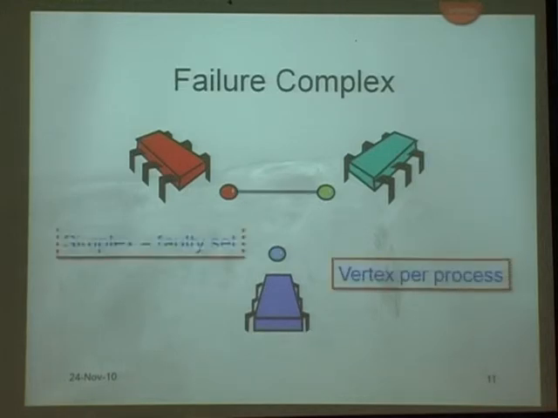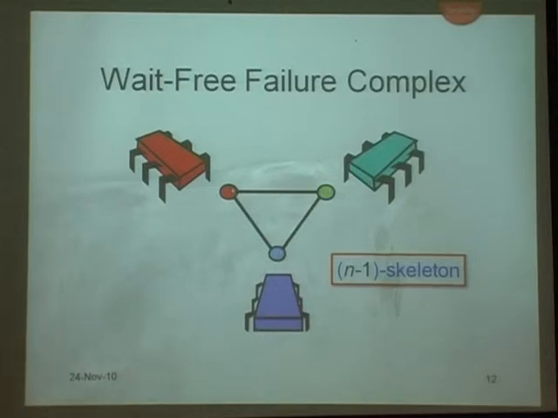And I'm going to draw a simplex joining processes if those processes are in a failure set together. It's possible for both of them to fail. And the rule about inclusion means that this is a simplicial complex. If this is a simplex, then so is each individual vertex. Otherwise this doesn't work. So a wait-free failure complex is just the skeleton.